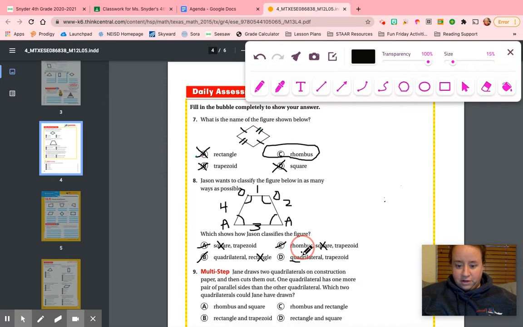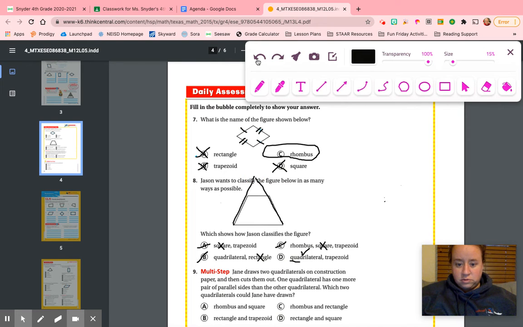So 4-sided figure, that matches. And then trapezoid, let me erase so I can show you here. A trapezoid, remember, has 1 pair of parallel lines. So if you look at these lines here, if you were to extend them, they're eventually going to touch and meet at this point here.